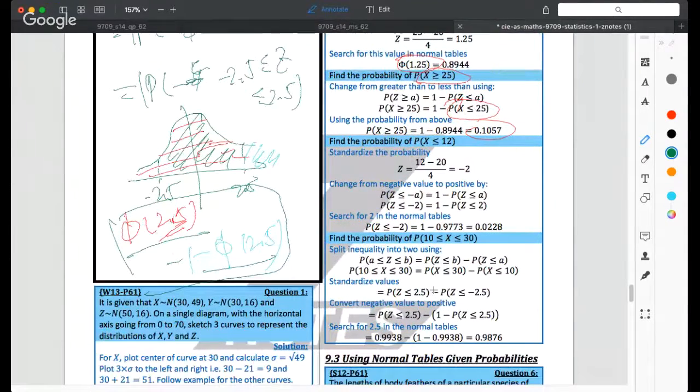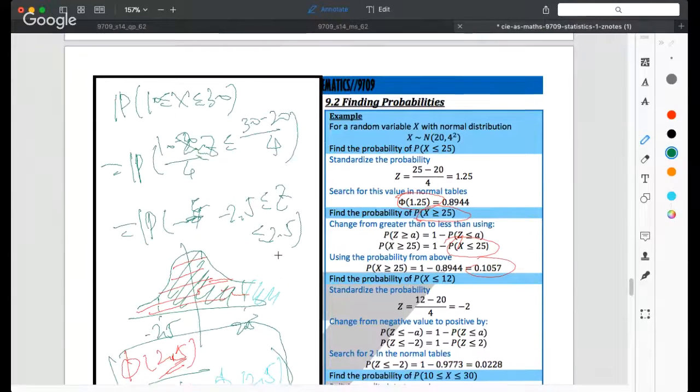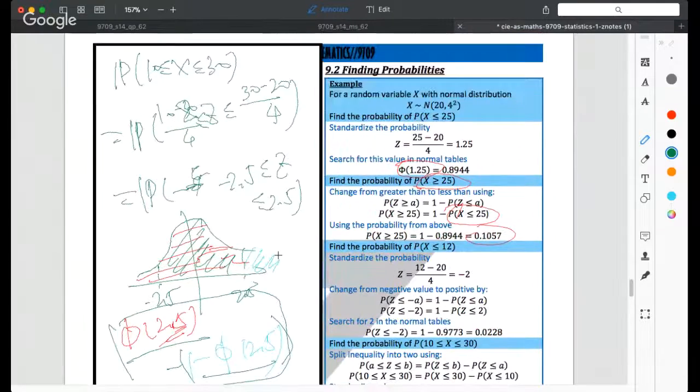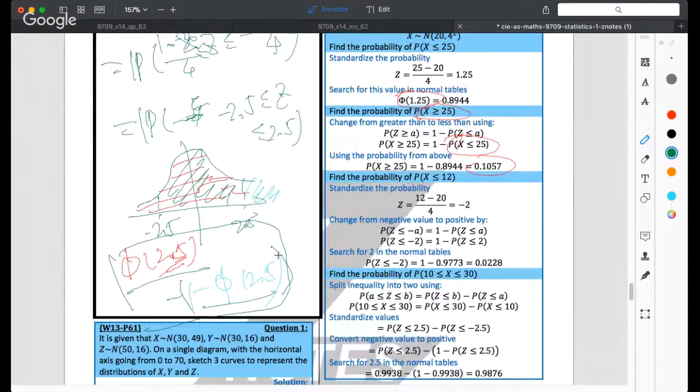Yes, so this value equals 0.9938, and this value is 1 minus 0.9938. So we calculate the difference between the two. Have a bracket here. I think it always helps. The most important thing to take note of is to always draw a graph when you're not so sure about that.